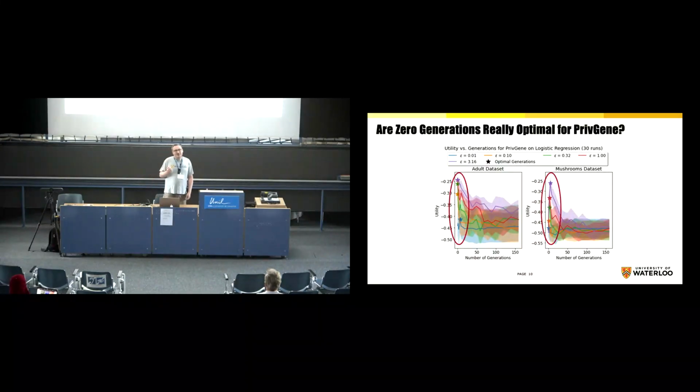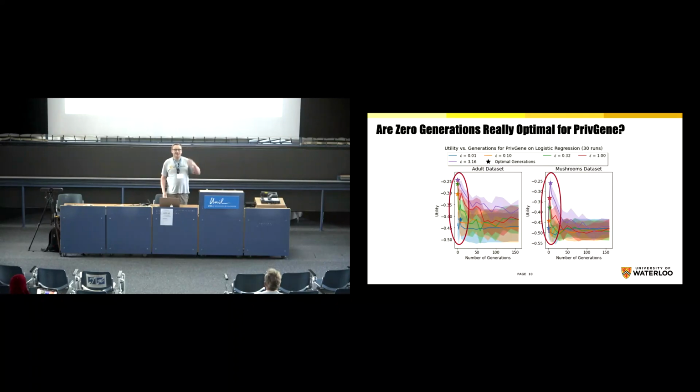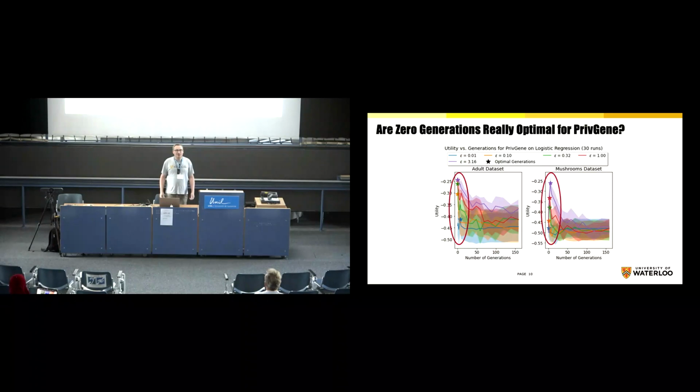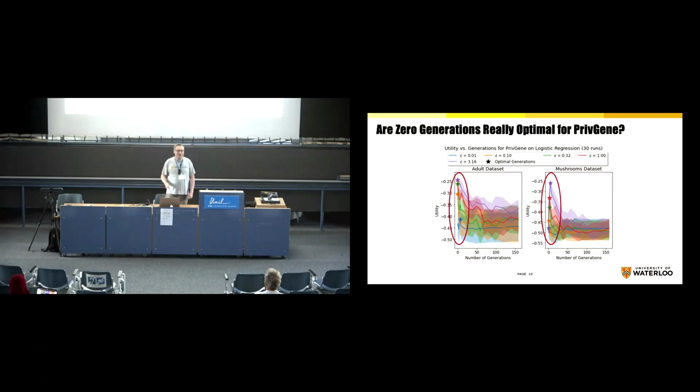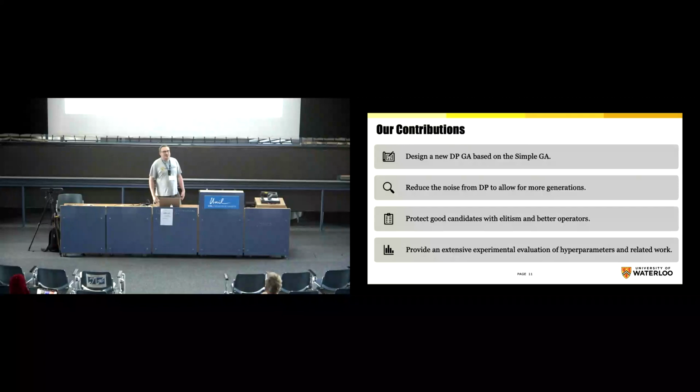So this is our evaluation of that. On the y-axis, I have utility, or negative loss, so higher is better. And on X, I have the optimal number of generations with a little star, and you can see it's always 0. So this wasn't just a bad parameter choice. This is actually the best for their algorithm. So this isn't great. So what did we do?